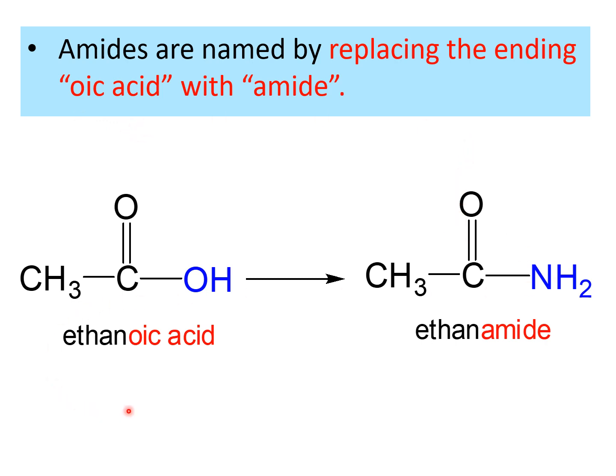For example, if you have ethanoic acid, you have this carboxylic acid group, which is the functional group. When you have an amide, the OH will be replaced by NH2. When the carbonyl carbon is attached to nitrogen, we call it an amide. So instead of ethanoic acid, the name will be ethanamide.